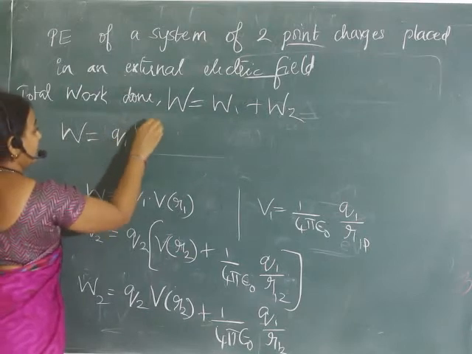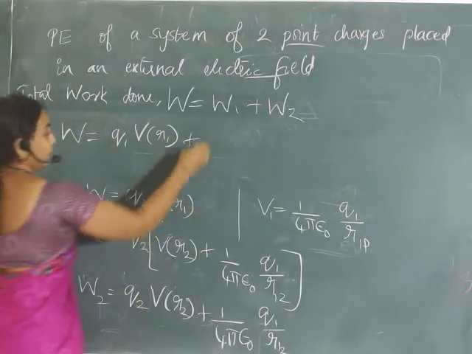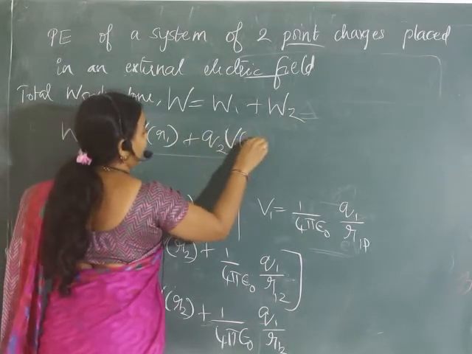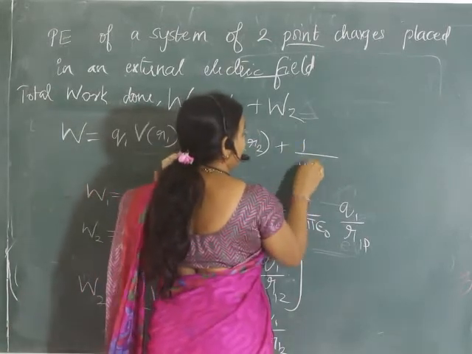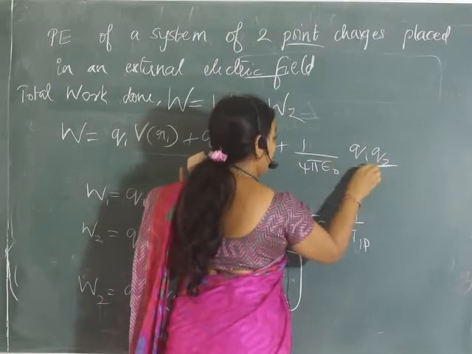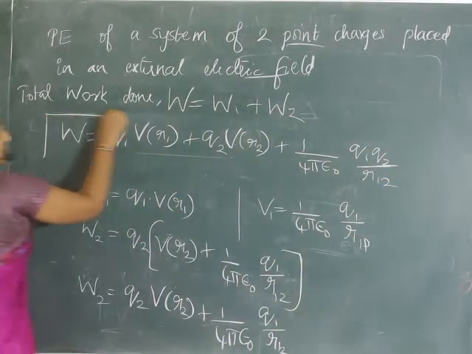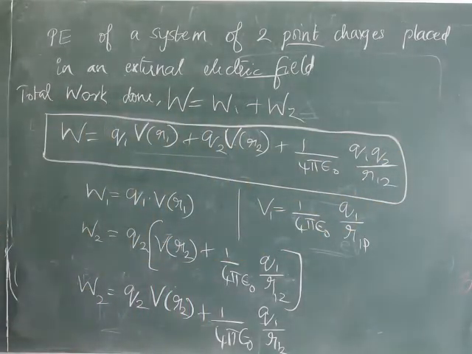Q1 V of R1 plus Q2 V of R2 plus 1 by 4 pi epsilon naught Q1 Q2 by R12. This is the expression for work done.